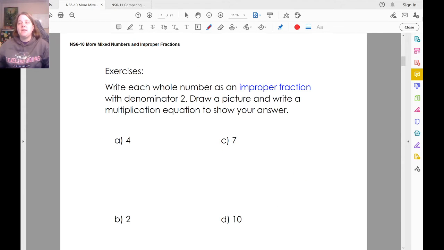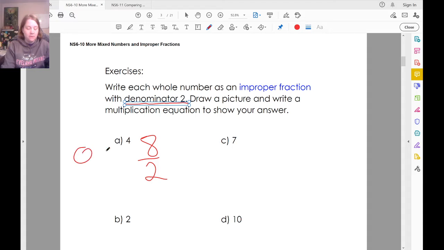So they want you to write each whole number as an improper fraction with denominator 2. Draw a picture, write a multiplication problem to show your answer. I'm going to do the first one, then I'm going to let you pause and do the rest on your own. So if I have 4 wholes, I have to think, if I have 4 pizzas and I cut them each into 2 pieces, because remember our denominator is 2, so it takes 2 pieces to make a whole. 4 pizzas cut into 2 pieces is going to be 8 slices of pizza, 8 halves.